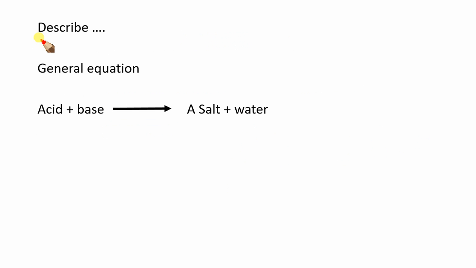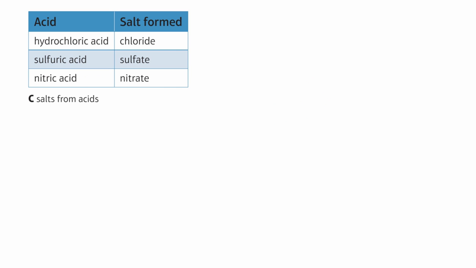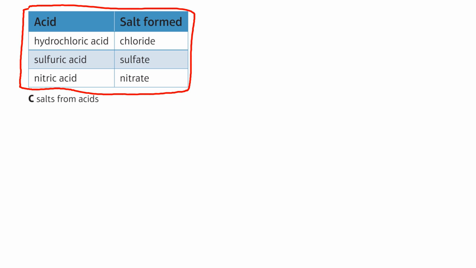Okay, so for the first learning outcome, describing, if I was to describe what happens, I'd be using what's called the general equation. An acid plus a base makes a salt and water, so that's your general equation. Okay, so we're now going to think about writing word equations, and the important part here is recognizing what acids make what salts. So we've got to learn this off by heart.